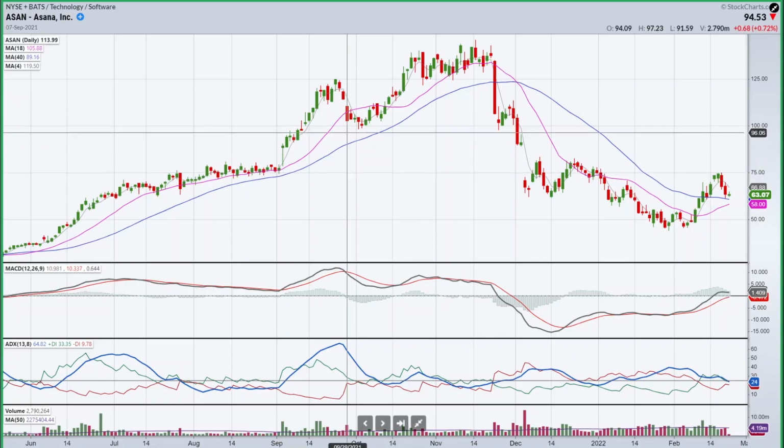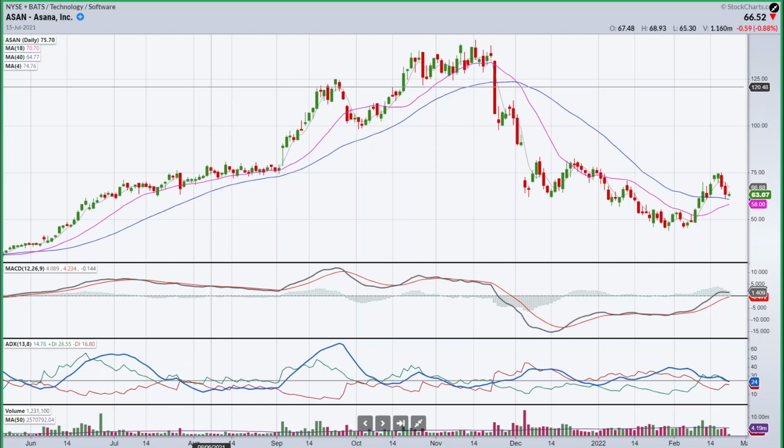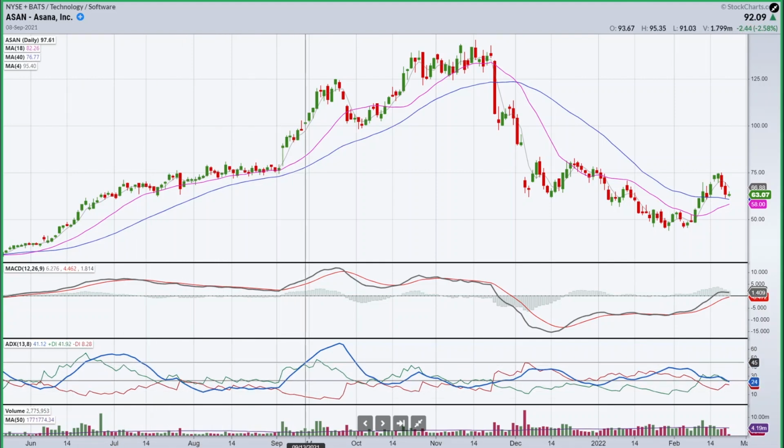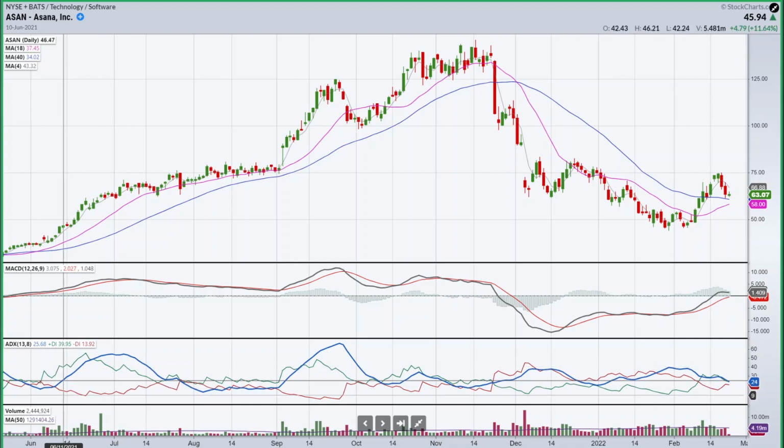Okay, so I've got a daily chart of Asana up, ASAN. And I have left the MACD up and I've left the ADX line in place as well. But I want to focus in on the green and red DI lines. Green represents the plus DI, and that is the strength of the buyers. The red line is the negative DI, and that represents the strength of the sellers.